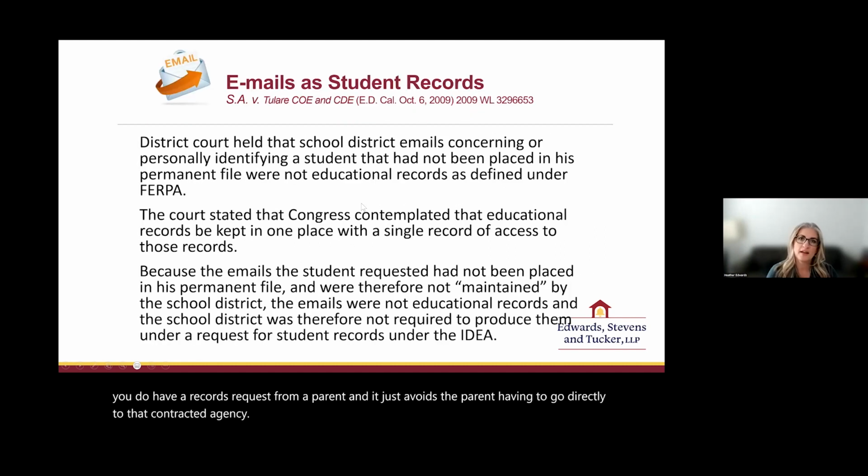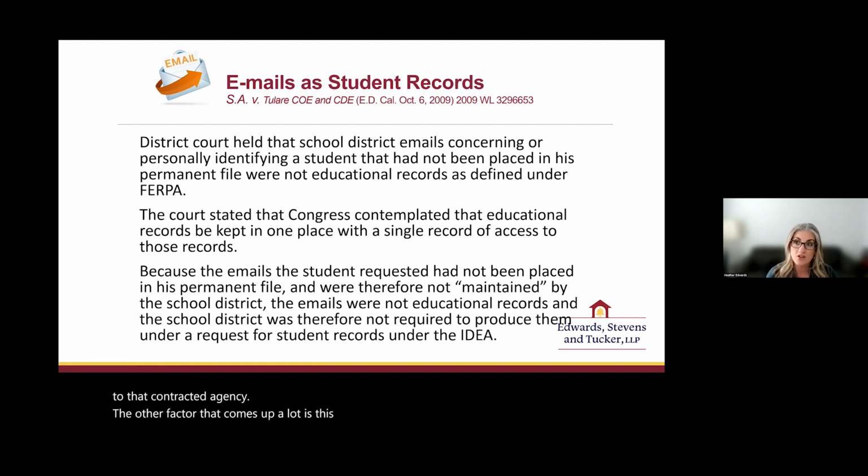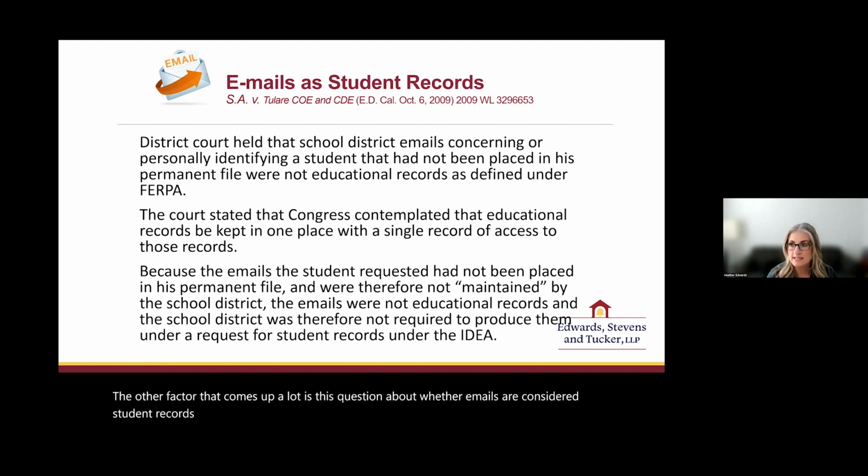The other factor that comes up a lot is this question about whether emails are considered student records. There have been several cases that have held that they are not considered to be maintained to the extent that the Supreme Court talked about educational records being maintained.